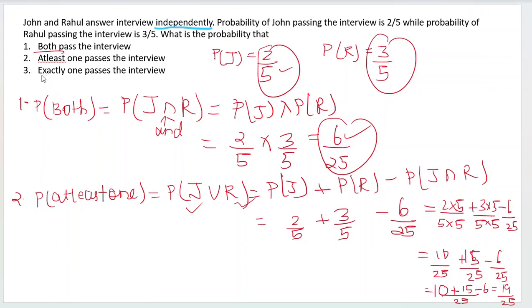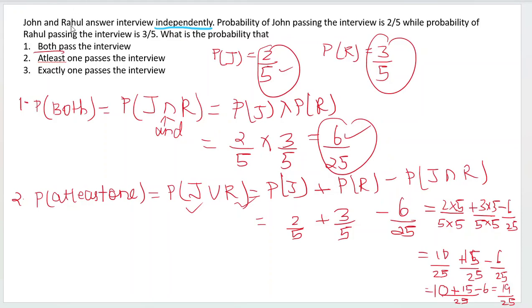Now we move to the last one, that is, the probability that exactly one passes the interview. The third part is asking for the probability that exactly one will pass the interview. So when you say exactly one passes, the following situation should happen. Before this, we need a few basics clear.